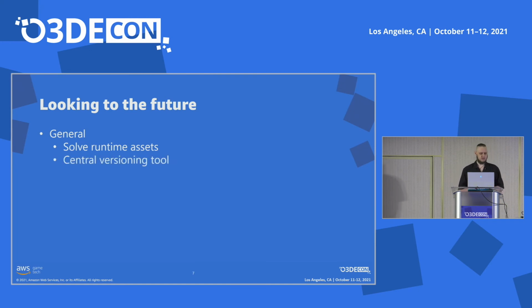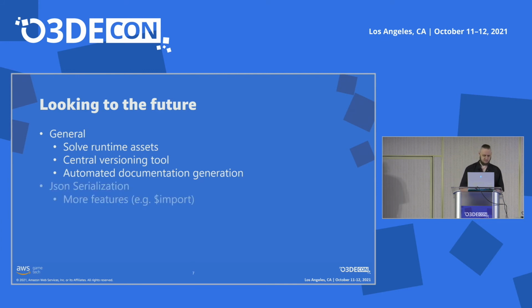We also want to build a central versioning tool, not just for JSON serialization. This will be something that we use for all source assets. But for, say, JSON serialization in particular, this will help remove that need for custom serializers. We also want to build an automated documentation generation system. With that, the JSON serialization will be a lot easier to write because you know through the documentation what you can put in those documents and what type of documents there are.